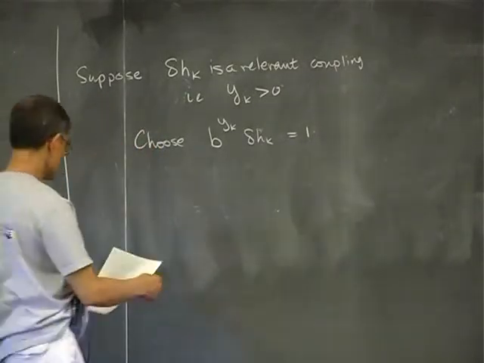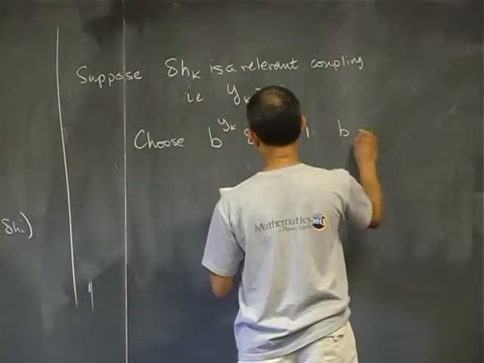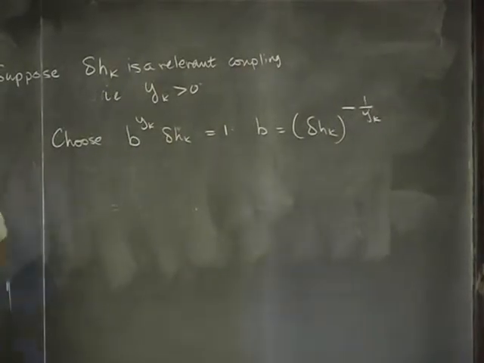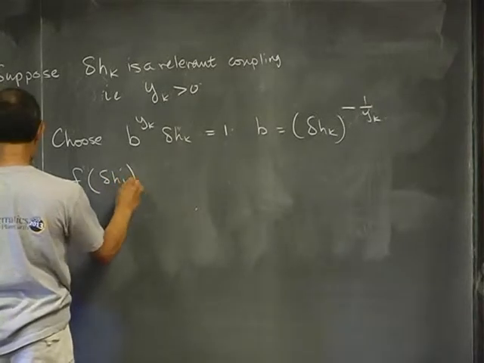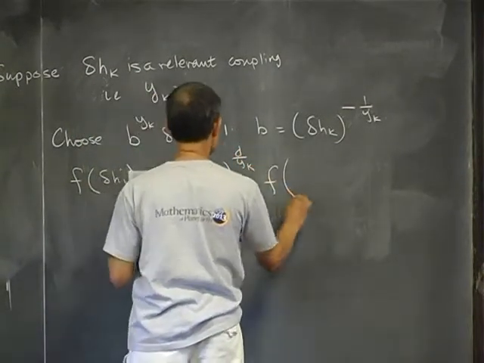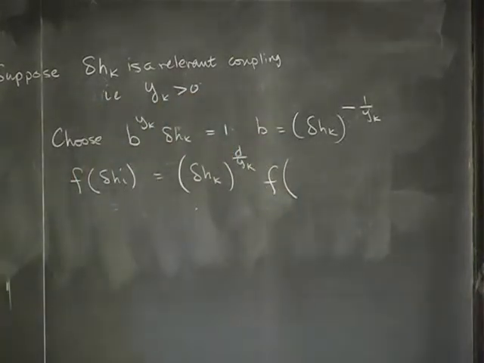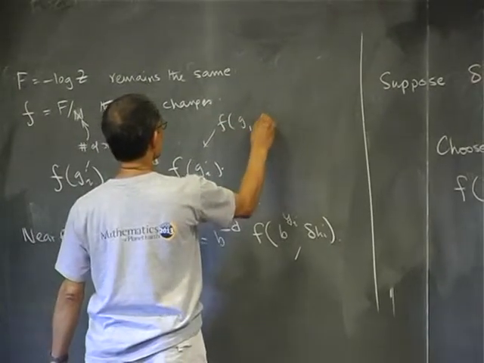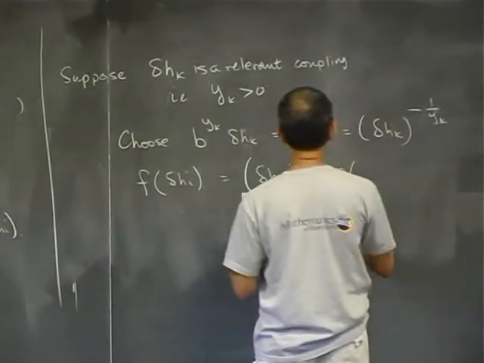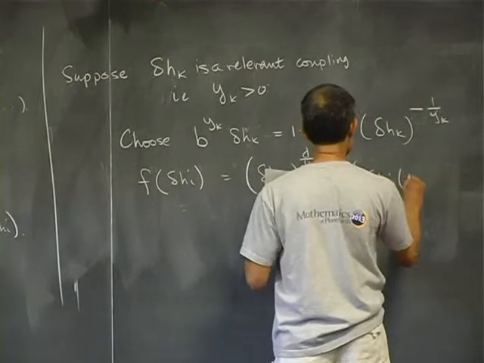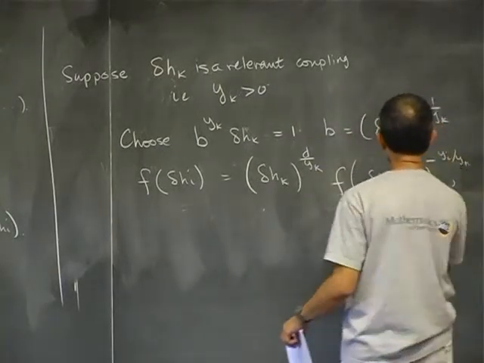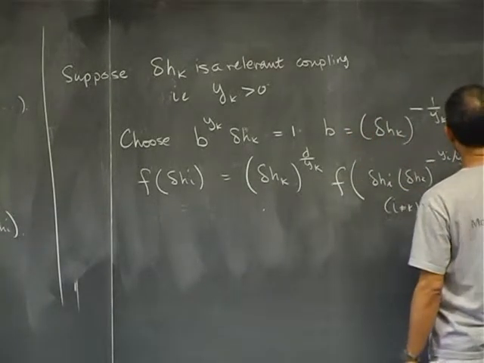So let's see what happens. So that means b is delta h_k to the power minus 1 upon y_k, and therefore this relationship becomes delta h_i is equal to delta h_k to the power d by y_k times the free energy. So this free energy is a function of g1, g2, g1 prime, g2 prime, g3 prime, and so on, right? So this will be a function of delta h_i, and so this contains i not equal to k, and the term with i equal to k was by definition 1.